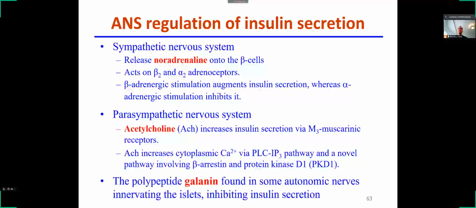Finally, the polypeptide galanin, which is also found in some autonomic nerves that innervate the islets, can also inhibit insulin secretion. And almost all of these are very important and of interest to biotech companies for developing novel compounds and drugs, many of them within China, trying to find novel compounds to treat all of these to control diabetes.